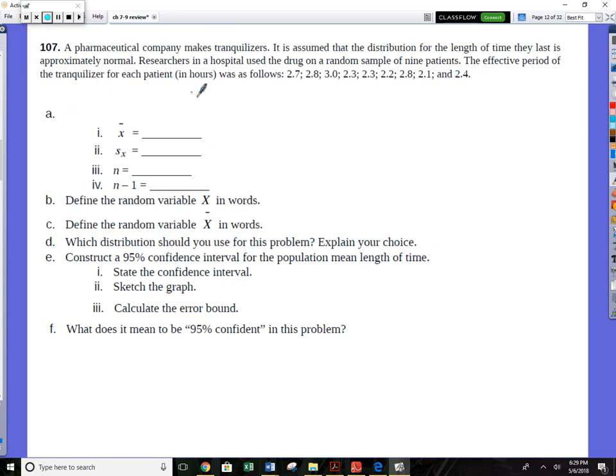Okay, 107, a pharmaceutical company makes tranquilizers. It's assumed that the distribution for the length of time they last is approximately normal. Researchers in a hospital used the drug on a random sample of 9 patients. The effective period of the tranquilizer for each patient in hours was as follows. So, if we're talking about X bar, well, I guess we're going to have to calculate it. We're going to have the calculator do that. We can do N. N is 9, and N minus 1 is 8.